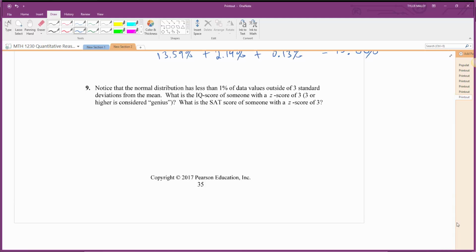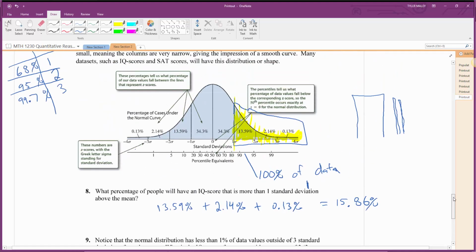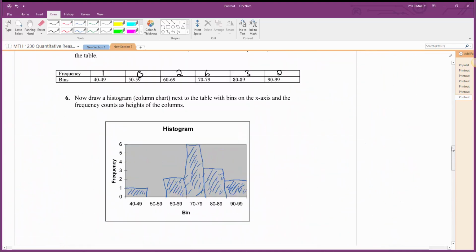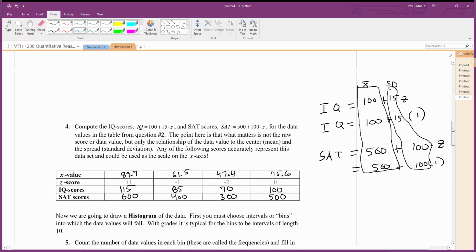And the last question says, notice that the normal distribution has less than 1% of the data values outside of 3 standard deviations from the mean. What is the IQ score of someone with a z-score of 3, where 3 or higher is considered genius? What is the SAT score of someone with a z-score of 3? In order to compute those, we'd have to use the equations from above, from number 4.